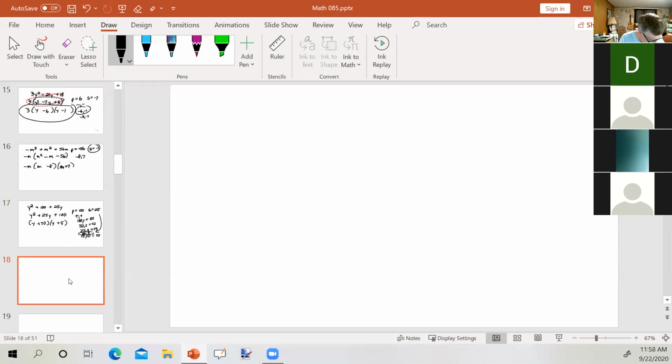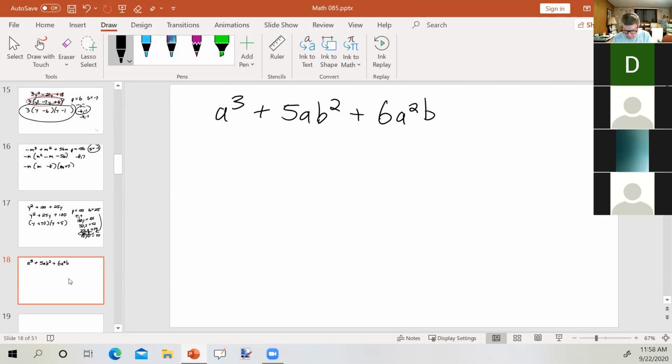How about this one? Let's see. a cubed plus 5ab squared plus 6a squared b. Is this in standard form? No, because it has to go a squared after the a cubed. Correct.